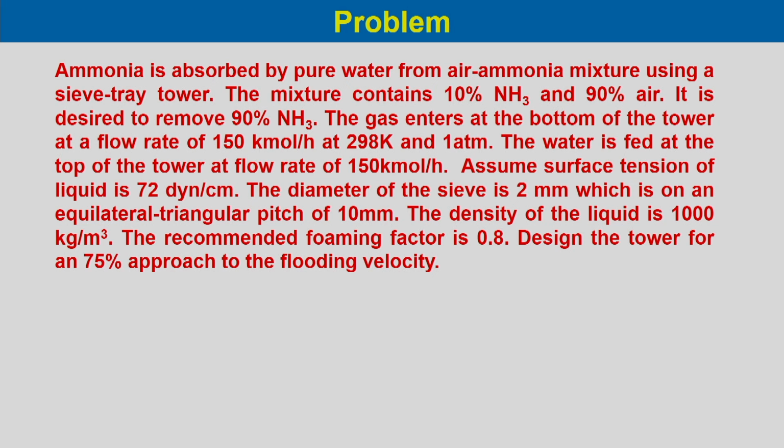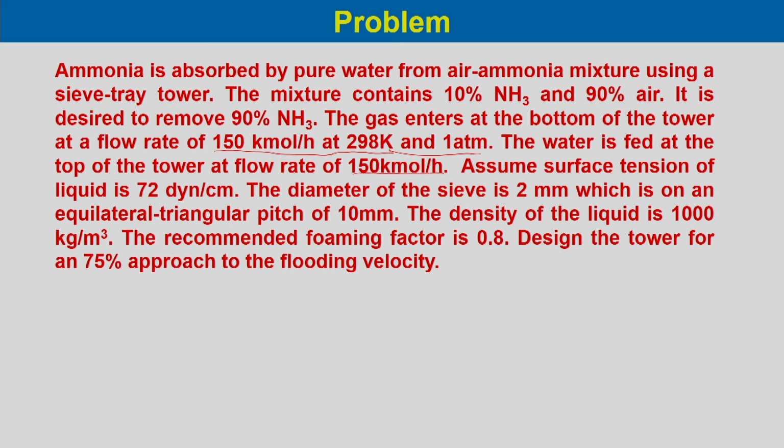Ammonia is absorbed by pure water from an air-ammonia mixture using a sieve tray tower. The mixture contains 10% ammonia and 90% air. It is desired to remove 90% of the ammonia. The gas enters at the bottom of the tower at a flow rate of 150 kilomole per hour at 298 Kelvin and 1 atmosphere pressure. The water is fed at the top of the tower at a flow rate of 150 kilomole per hour.